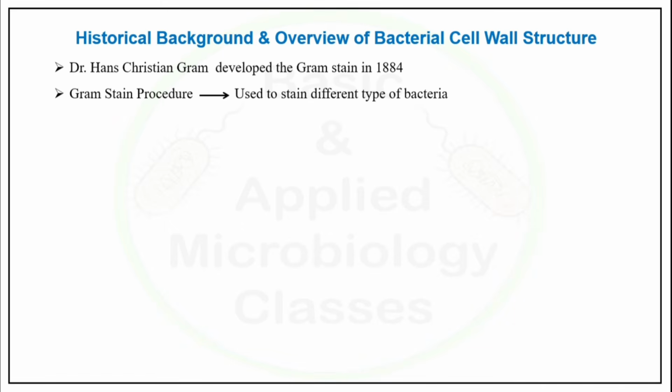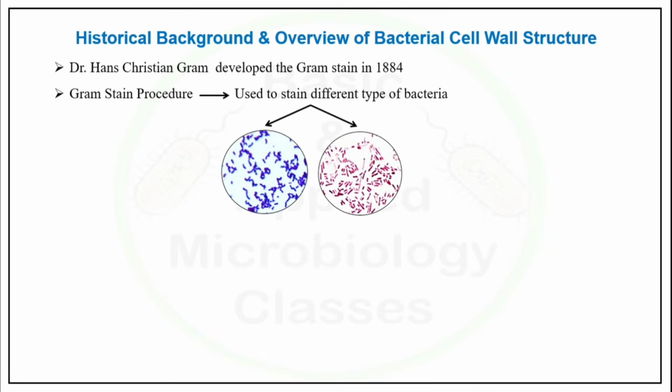Let's see what actually happened with the help of this picture. One group of bacteria took the color of the dye which we call the primary stain, crystal violet, and appeared purple or violet in color. Another group of bacteria, using the same staining procedure, were not stained by crystal violet, but were stained by a secondary stain which we call the counter stain, safranin, and appeared pinkish in color. The bacteria that took the crystal violet color and appeared purple were called gram positive, and the other group which took the color of safranin and appeared pink were called gram negative.